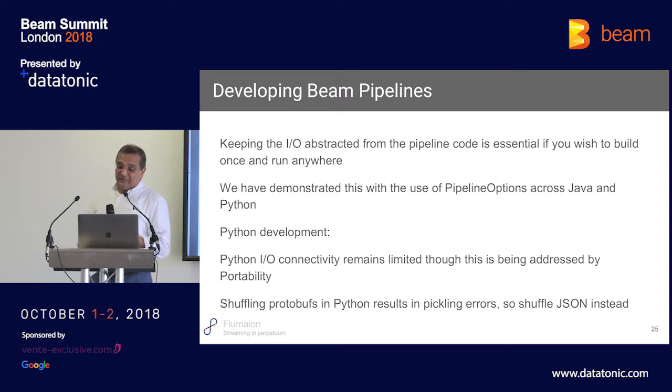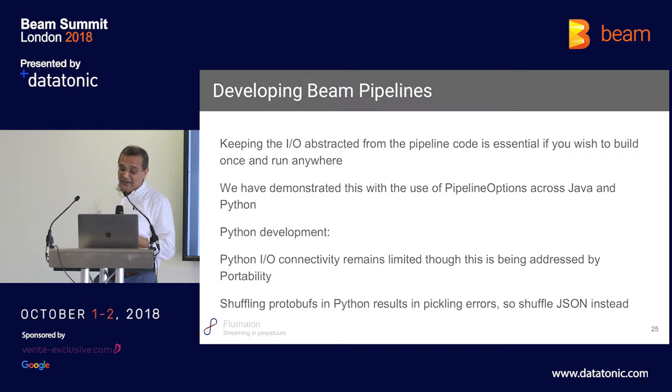I've given you some references. These PDFs will be distributed to you, so you will have full access to them. But there is a blog that explains how we achieved this using pipeline options. We've done this entire exercise in Java, and we have repeated it in Python in its entirety. There is also a blog on the difference between Java and Python as it is today.